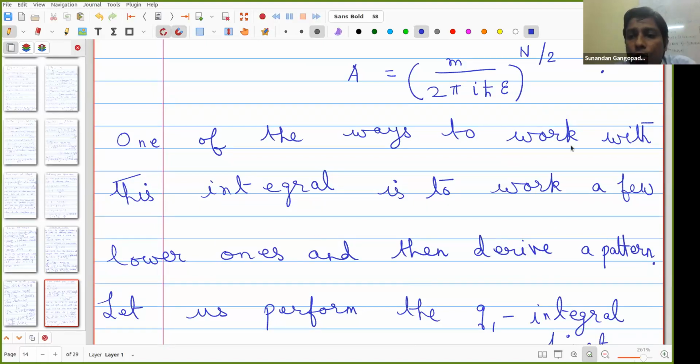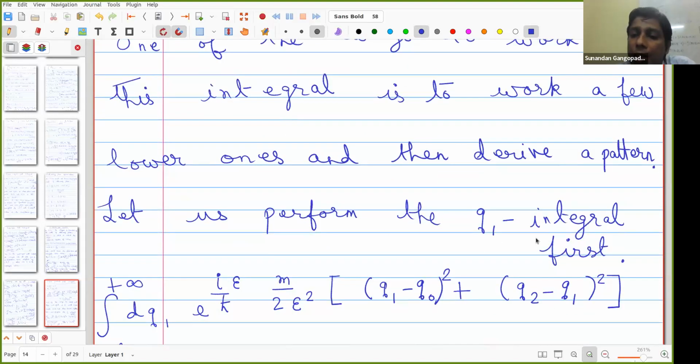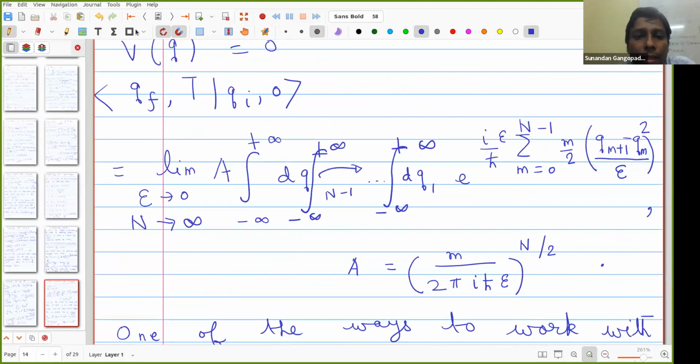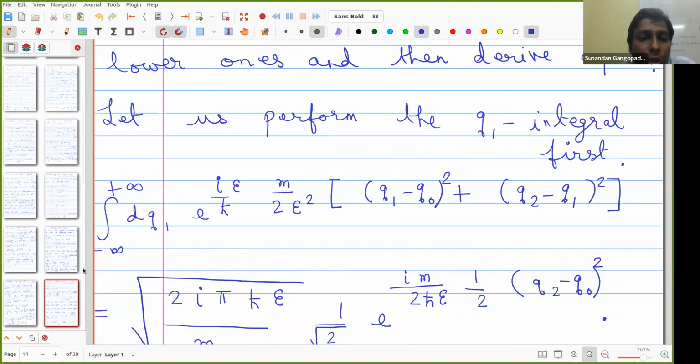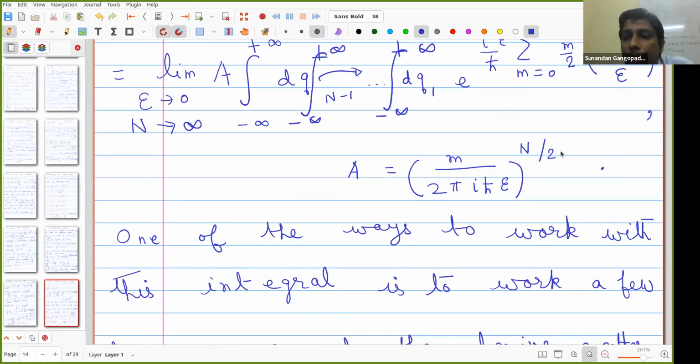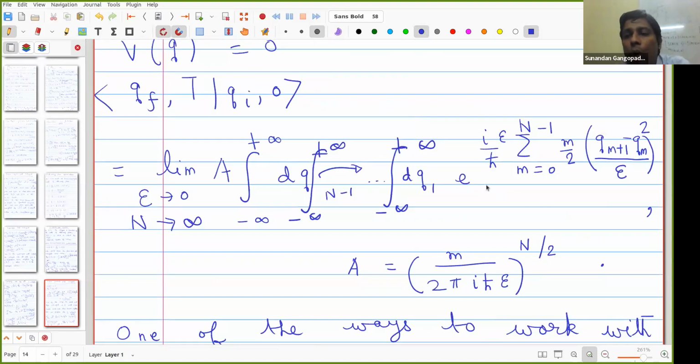One of the ways to work with this functional integral is to work out a few lower ones and then derive a pattern. Let us perform the q1 integral first. From this expression, I just isolate the q1 integral and perform it. Let's see how it can be performed. If you just isolate the q1 part, it will be the integral running from minus infinity to plus infinity over q1, so dq1, and then this is the integrand. The q1 term will come from m equal to 0.